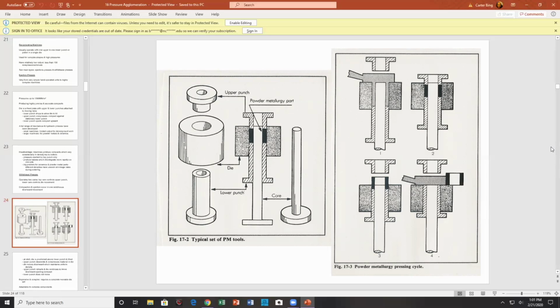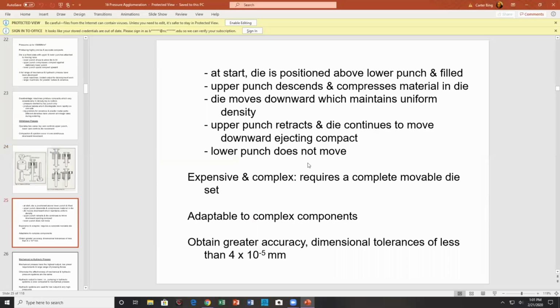We get the picture here. It starts as the die is positioned above the lower punch and filled. The upper punch descends and presses the material. The die moves downward, maintaining uniform density. The upper punch retracts, and the die continues to move upward, ejecting the compact. Got a little typo there. It says the lower punch doesn't move.